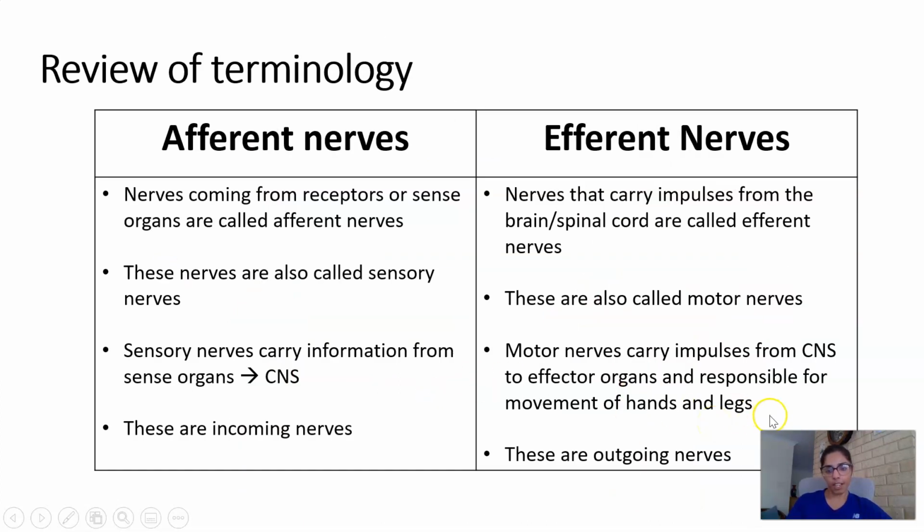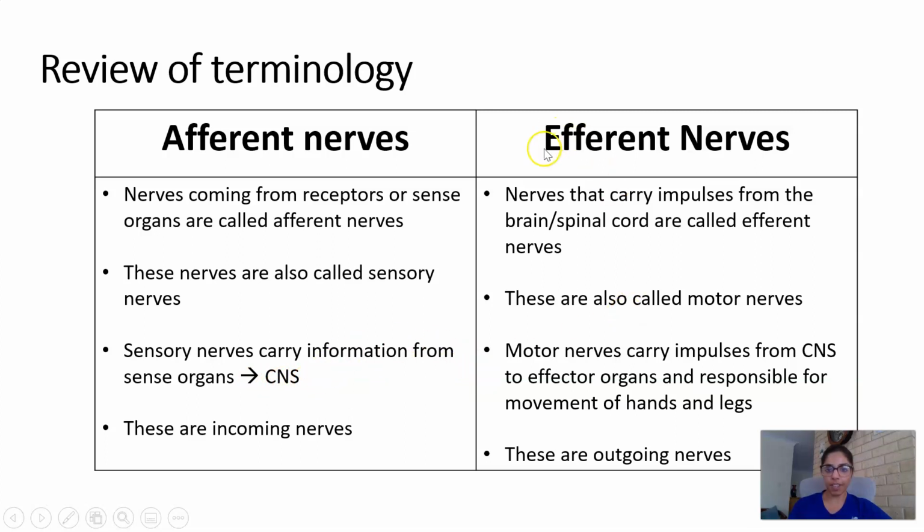Okay, so we're going to be looking at terminology relating to nerves. We have touched on this very briefly, so just to give you a quick review. Afferent nerves are what we associate with sensory neurons or sensory nerves. These carry information from the receptors in the sense organs, and they deliver that information to the central nervous system. So afferent nerves are sensory nerves, and they deliver information to the brain and the spinal cord.